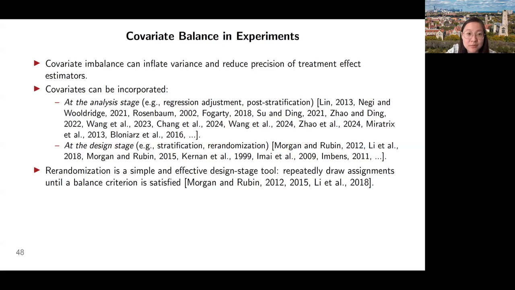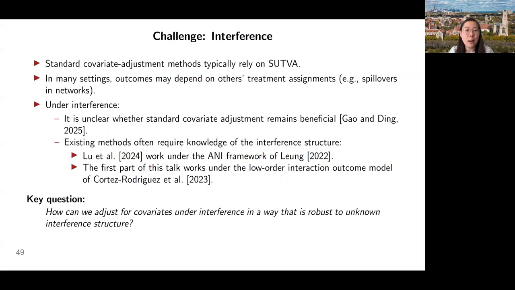Okay, so we've talked about how standard covariate adjustment methods typically rely on the no interference assumption. In many settings interference exists. Under interference it is not clear whether standard covariate adjustment methods remain beneficial, and existing methods ask you to have knowledge of the interference structure, and that goes back to Jing's question of whether we need to know the interference structure or not.